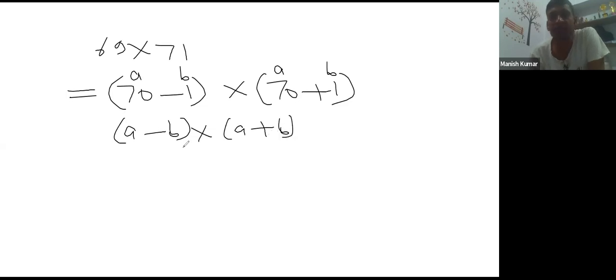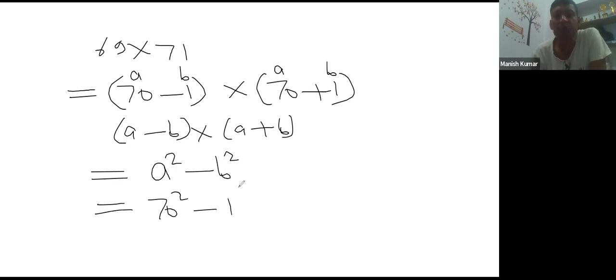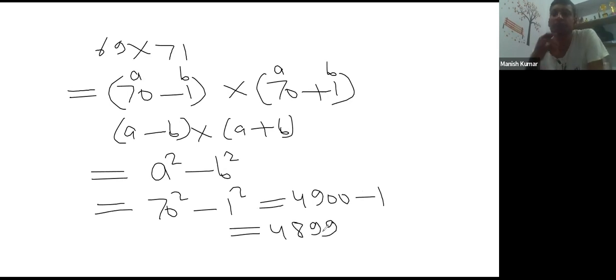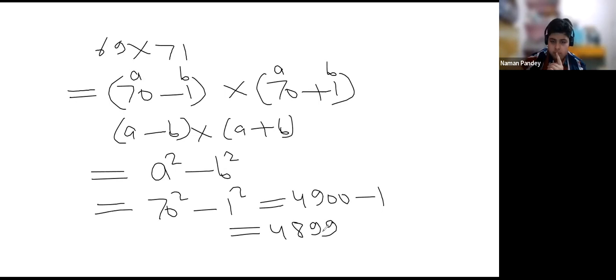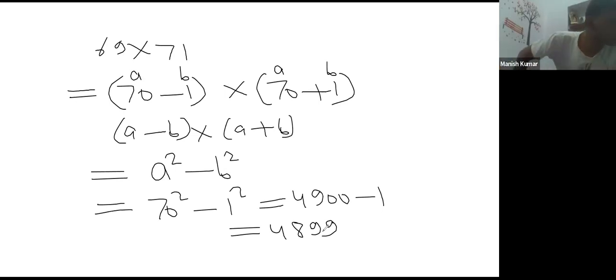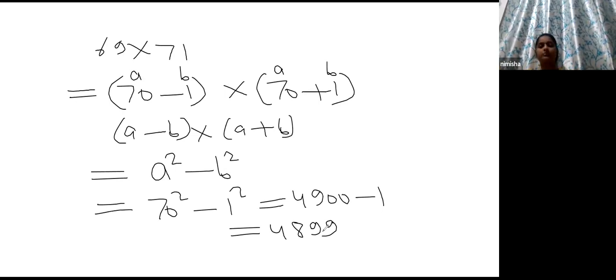And we know that A minus B into A plus B is the formula of what? A square minus B square. So we can write it as, what was A? 70 square minus B, that is 1 square, equal to 7 sevens are 49, 0 0, minus 1, which is equal to 4,899. Yes. Any doubt in this? No, sir. Understood? Take a screenshot. Taken, sir.